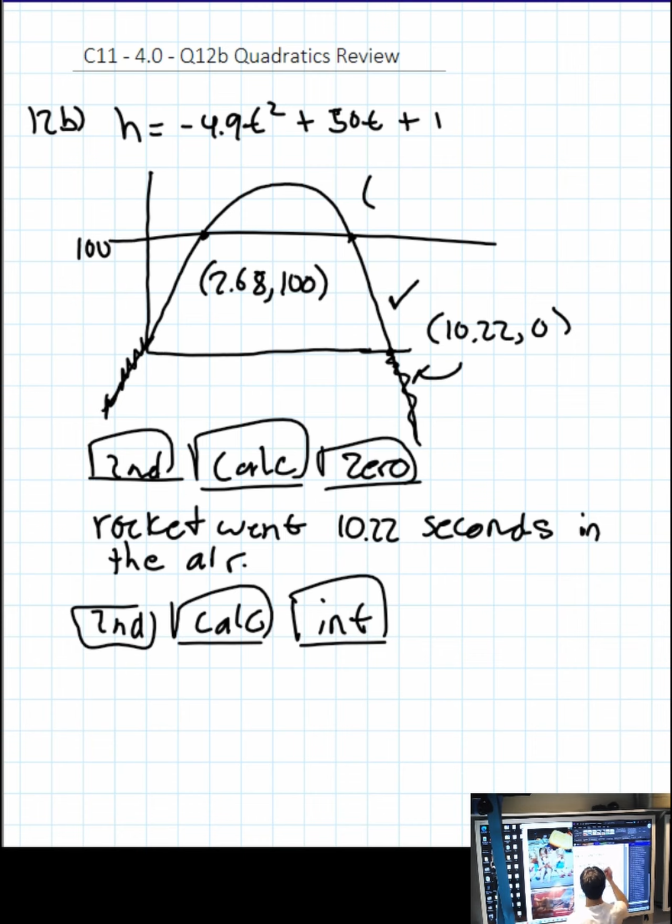And then the other intersection, again the same buttons. Just make sure that you move the cursor closer to the intersection. Enter, enter, enter. And we can say 7.52, comma 100. So remember, the rocket goes straight up in the air and then comes back down. It's in the air for 10.22 seconds. And it's at 100 feet the first time on the way up at 2.68 seconds. And then a few seconds later, at a total of 7.52 seconds, it comes back down through the same height of 100. Okay, so just remember, lots of the questions that we can't do algebra for, we have to use the graphing calculator, or we could have done the quadratic formula, for example.